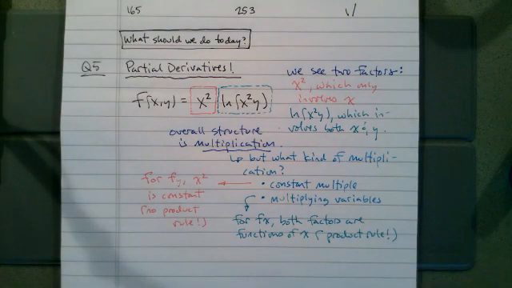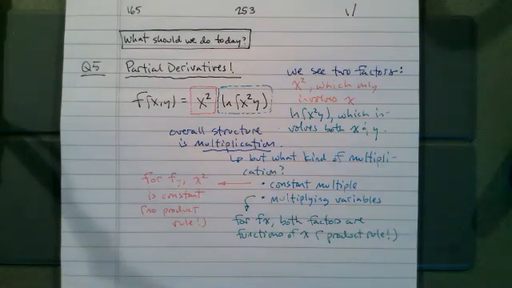So for f_x, both factors are functions of x, so we do need to use the product rule. Any questions? So that would be how I approach the problem. That would be what I look for when I'm going to think about applying derivative rules.